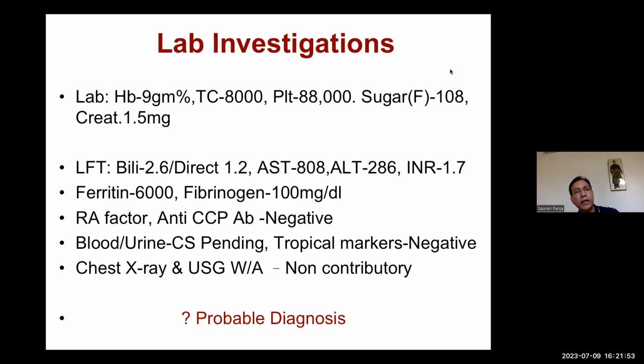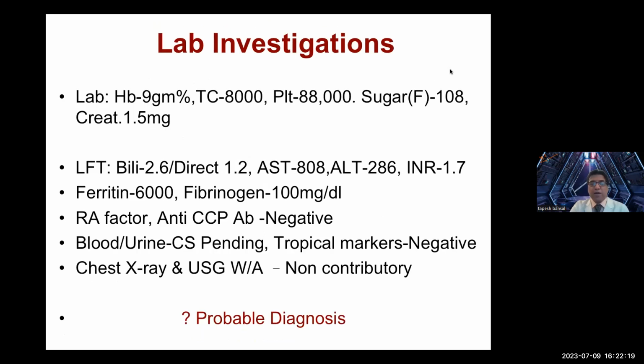Because of the joint pain, RA factor and anti-CCP antibody were run, which were negative, and blood and urine culture sensitivity was pending in the initial days, and then the tropical markers, whatever we had received, were negative. Chest X-ray and ultrasonography of the whole abdomen were non-contributory. So with this basic first-day investigation, can we guess what the diagnosis is?